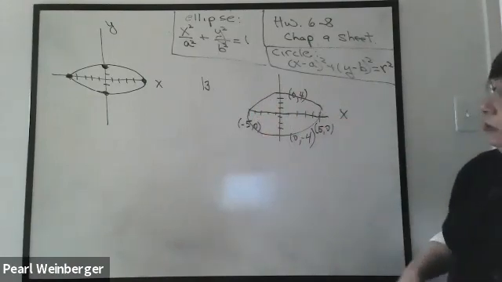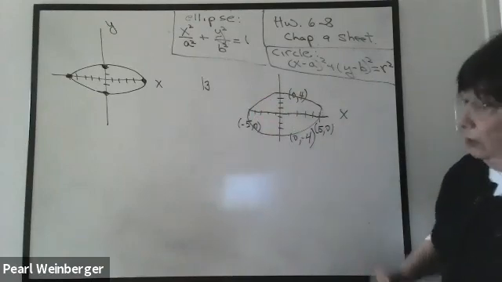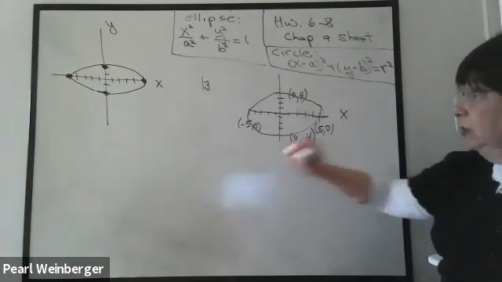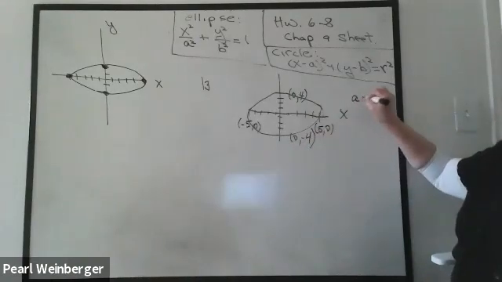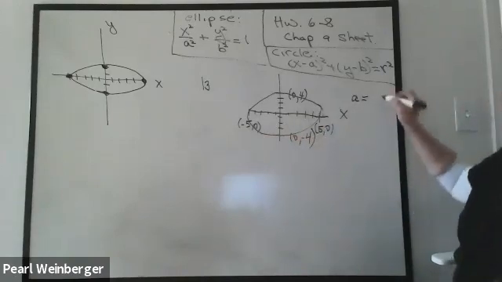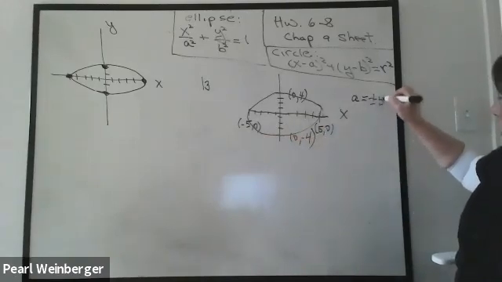Okay, so we have this ellipse. We want to know the equation of the ellipse. So writing the equation in standard form is really not too hard. The A is either 5 or -5. Doesn't matter which you pick.